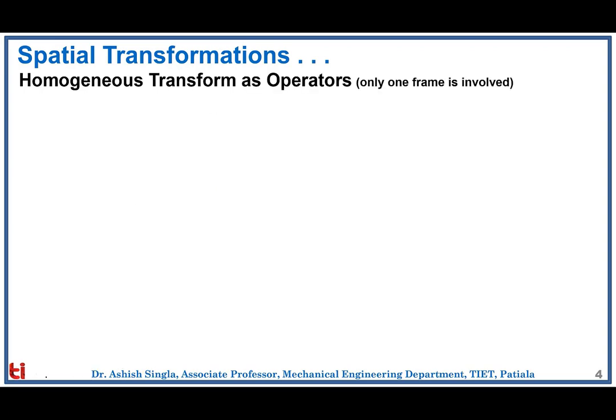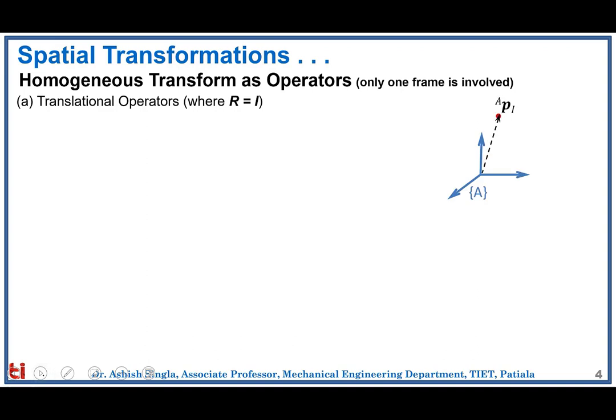Next, we are going to discuss the homogeneous transform as different types of operators where only one frame is involved. First of all, the translational operators. Let's say we have a frame A in which the point P1 is defined, and we want to translate this point P1 by an amount QA so that the final point is over here. After the translation, this is the final point, and the resultant vector is shown by point P2. As all the points are described with reference to frame A, a simple vector addition is possible.